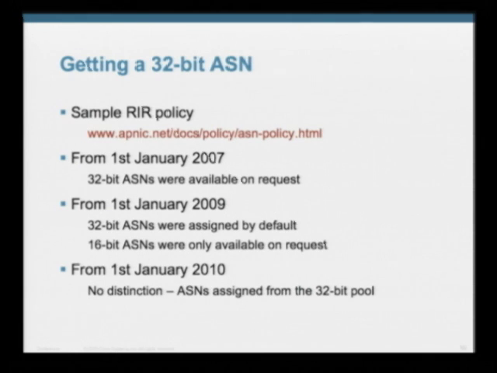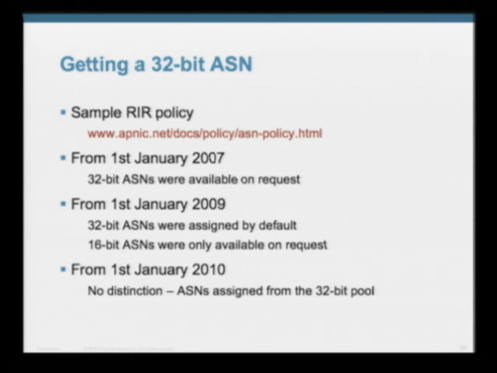Now, getting an ASN, go to your registry, you'll get one. Bit of history, so from January 1st, 2007, you could get your 32-bit AS number, and so some early adopters did that. From 1st of January 2009, the registries were giving 32-bit ASNs by default, and 16-bit if you asked for them. So if you wanted a 16-bit AS number, you had to say in the application form. And from 1st of January this year, there was no distinction made. You just got an AS number from the pool.